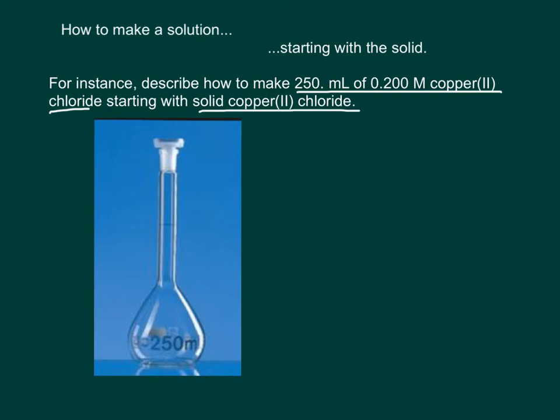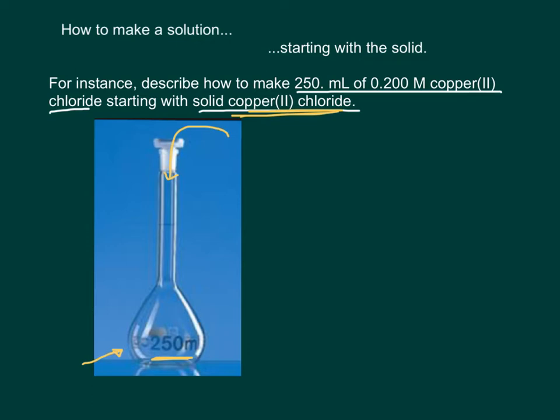Okay, the first thing that we're going to do is find a 250 milliliter volumetric flask. So you find the flask the size that you want, and you start with that. And what we're going to do is put into it a certain amount of solid. So the first thing we have to do is figure out how much solid I actually need.